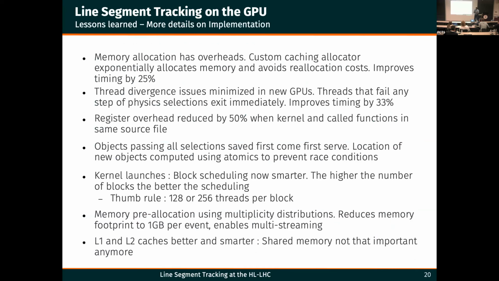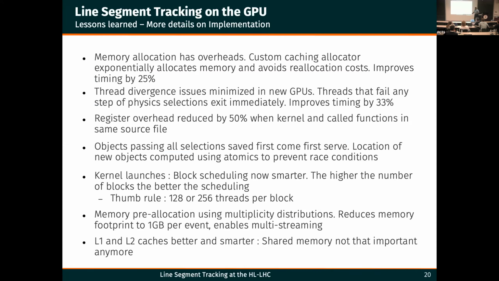So what we learned over this process when it came to implementing things on GPUs, we go into a little bit of nitty-gritty details here. As I told you, memory allocation has overheads. So we spent time writing a custom memory caching allocator that exponentially allocates memory. For instance, if you want 2 MB, it gives you 2 MB. But if you want 3 MB of space, it gives you 4 MB. And if you want, say, 5 MB, the custom caching allocator will give you 8 MB in return. So it's basically exponential. In that way, we were able to avoid reallocation costs, and it improved our timing by 25%.